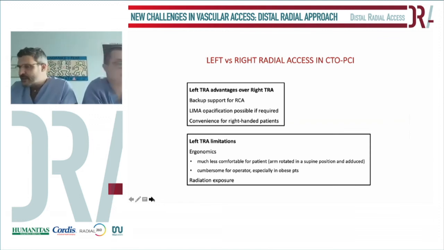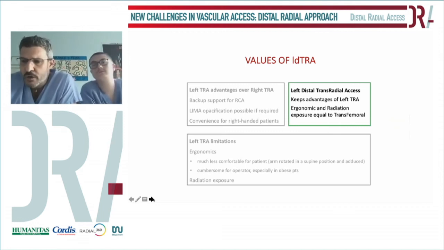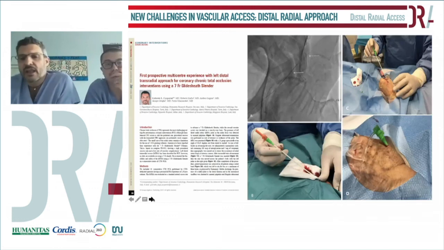And in this case, we decided to use the new sheath that at the time of this evaluation was the Glidesheath Slender from Terumo. We used the distal radial access systematically for CTO PCI. We collected 42 consecutive cases from 5 Italian centers, and we used the left distal radial access as the default access, using a 7-in-6 Glidesheath Slender. And we would like to evaluate the feasibility and the safety of this approach in CTO.